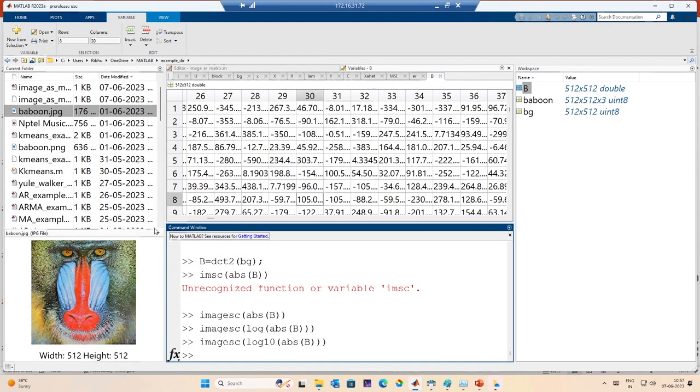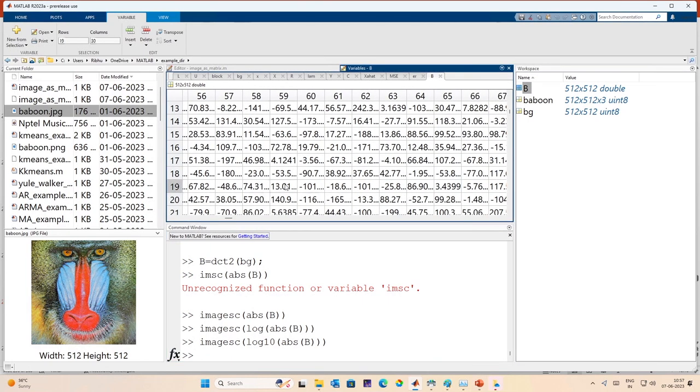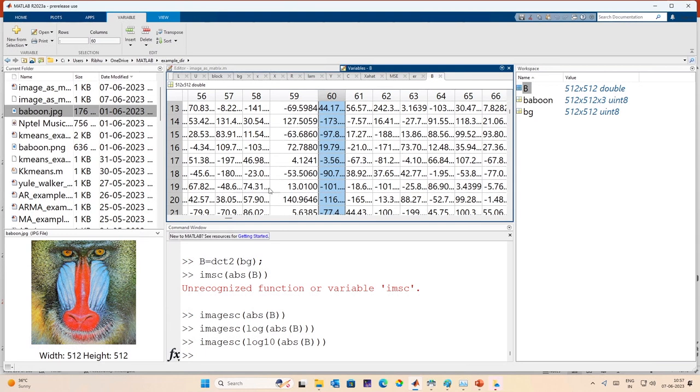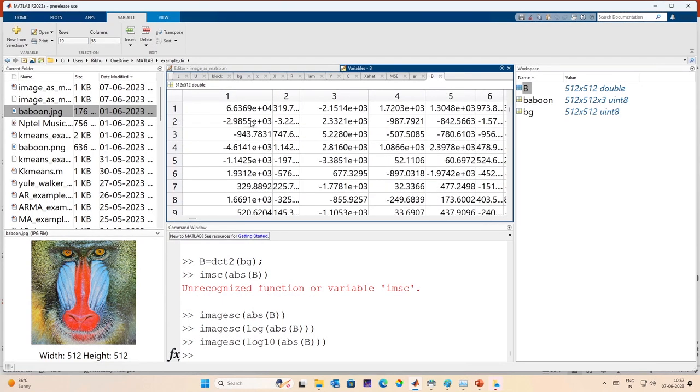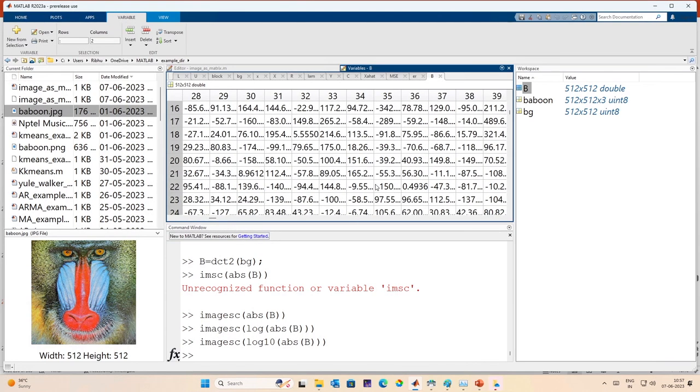So, let us say, see these entries around the 60th column out of 512 columns, the entries become of the order of 10 to power 1 or 10 to power 2, whereas around the edges, these entries are of the order of 10 to power 3 or even 10 to power 4, and the diagonal entry is way more as compared to the off-diagonal entries, that is.